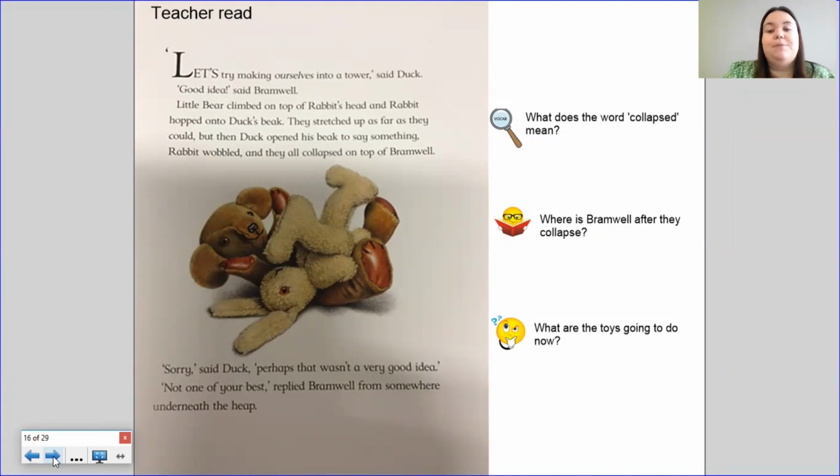What does the word collapsed mean? Where is Bramwell after they collapse? What are the toys going to do now?